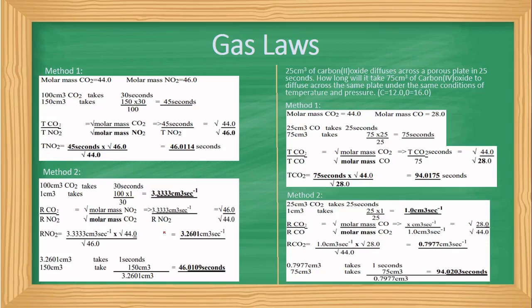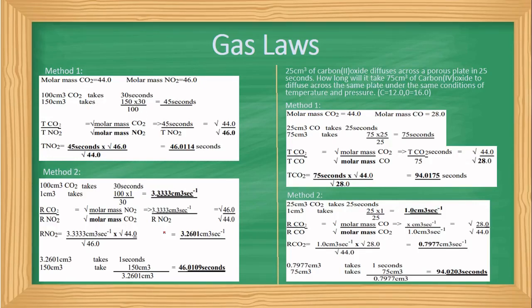So if you use method 2, you calculate the rate, and here what you do, the 25 centimeter cubic of carbon 2 oxide is taking 25 seconds. So 1 centimeter cubic of this, the same carbon 2 oxide, will take 1.0 centimeter cubics per second. This is the rate.